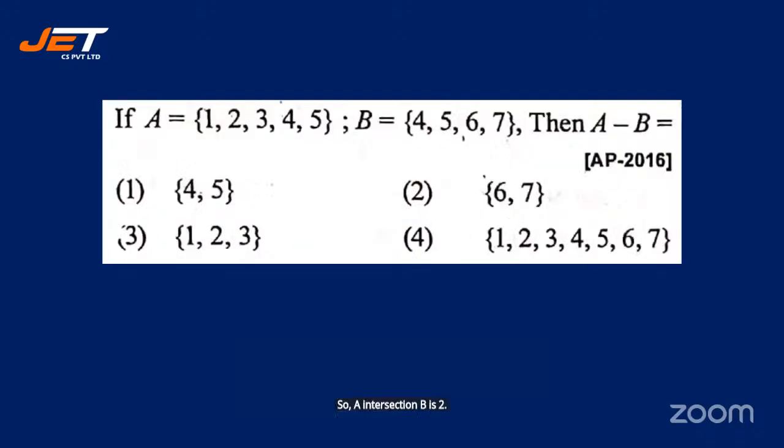Right. Next, if A is equal to 1, 2, 3, 4, 5, B is equal to 4, 5, 6, 7. What is A minus B? What is there in A? It should not be there in B. So 1 is there in A, which is not there in B. 2, 3 is there. So it should be 1, 2, 3. Option 3 is the correct answer. So this was asked in the year 2016.